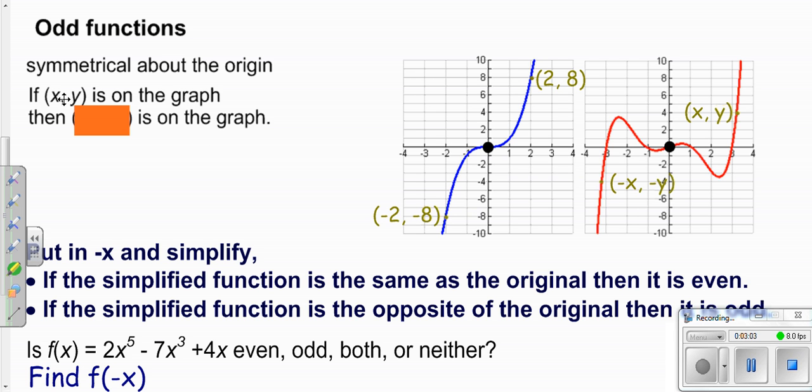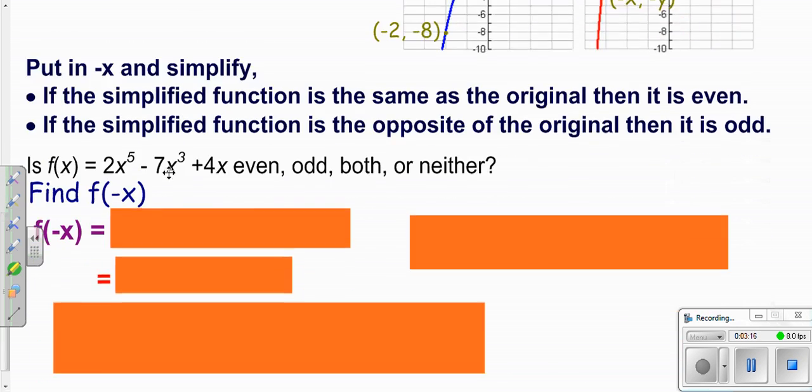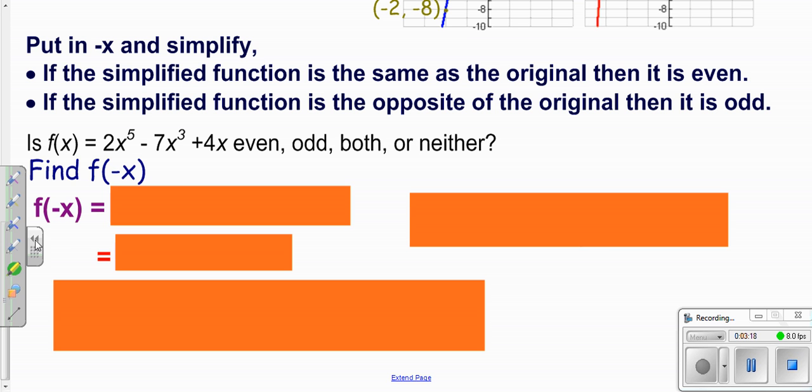So for an odd function, besides just being symmetrical about the origin, you could think of it as if I put in negative x, I need to get out the opposite of my original function. So if you're not looking at a graph and you're just looking at an equation or a function, how do you decide if it's even or odd? Well, in both cases, you put in a negative x, and then you simplify. If the simplified function is the same as your original, then it's even. If the simplified function is the exact opposite of the original, then it's odd.